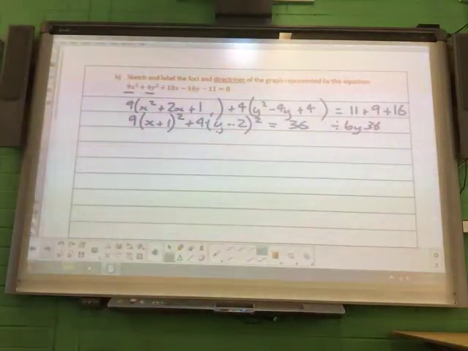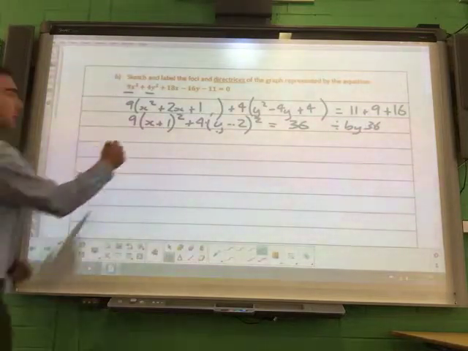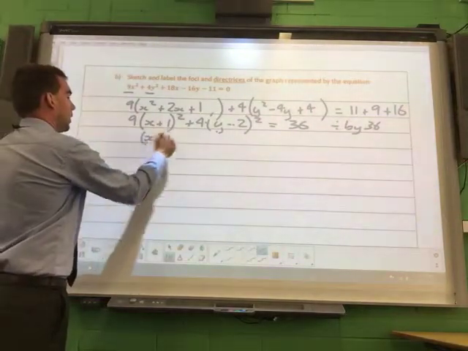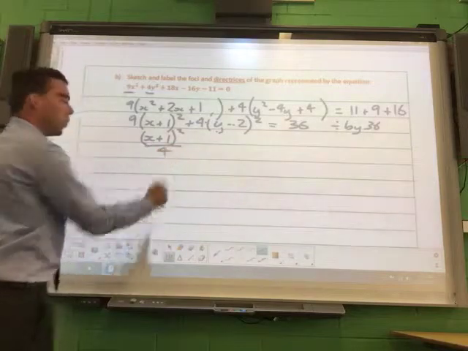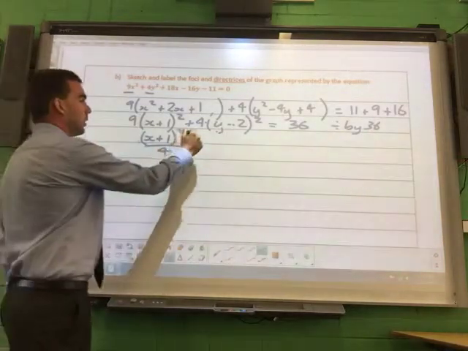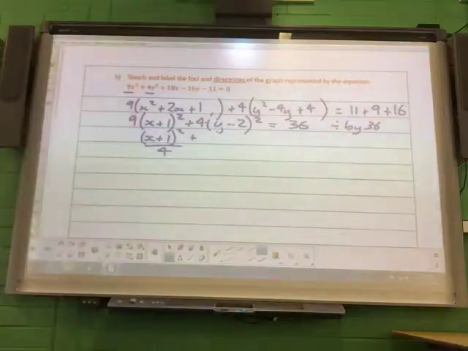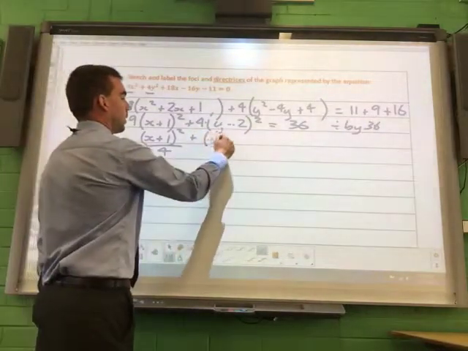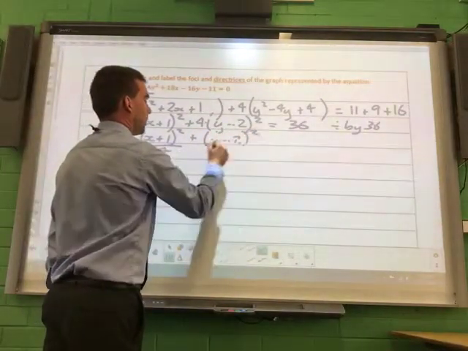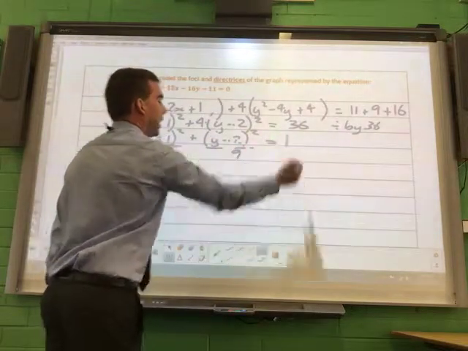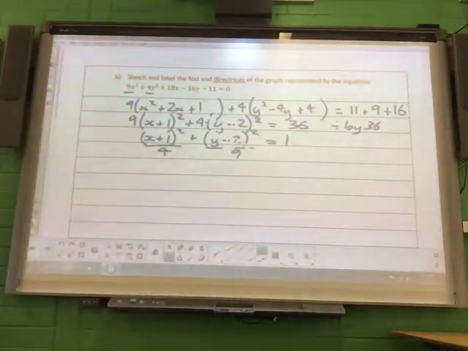Right, so 9 over 9 times what equals 36? 4. So this will become (x plus 1) all squared on 4, and 36 divided by 36 goes how many times? Okay, and that's a nice clean equation, and we have a perfect square for a squared and b squared, which works out nicely for our values.